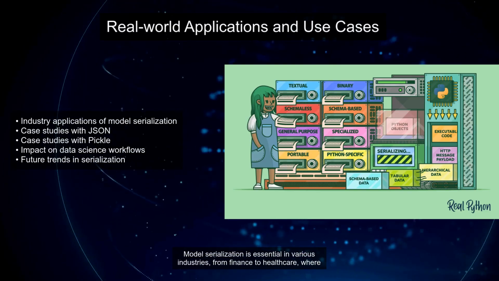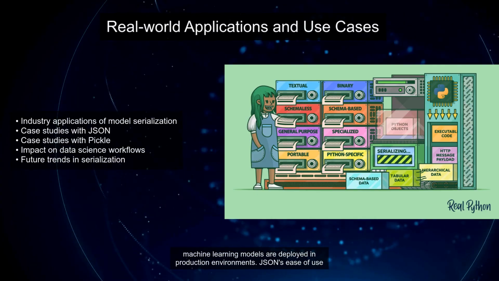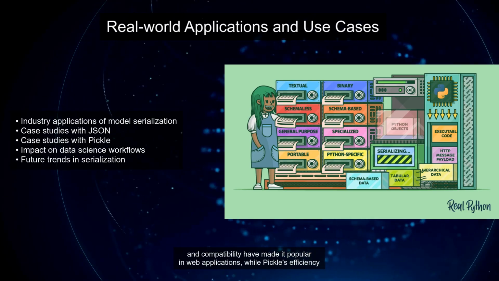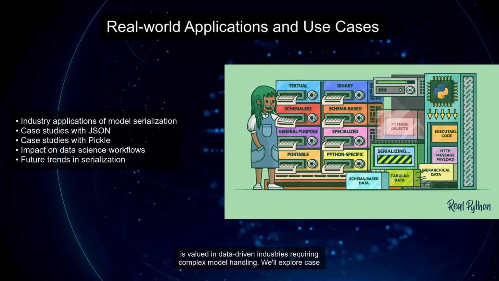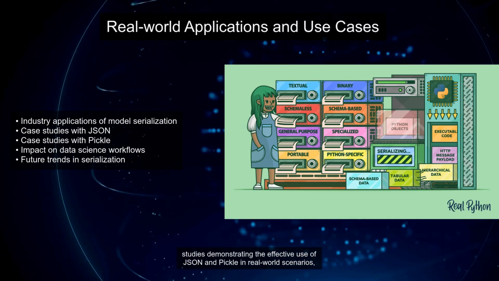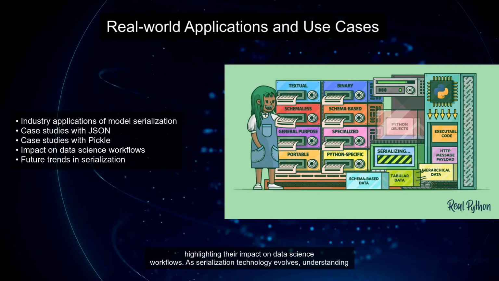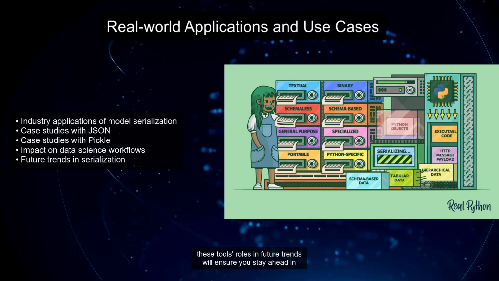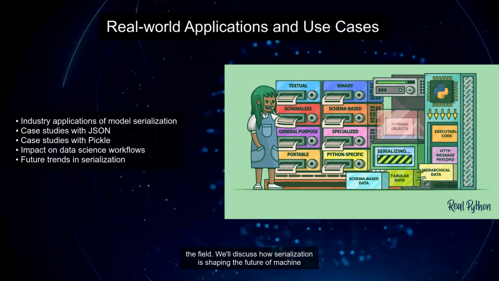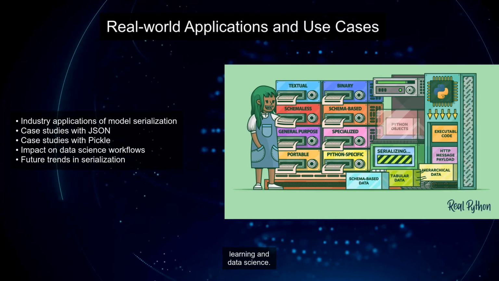Model serialization is essential in various industries, from finance to healthcare, where machine learning models are deployed in production environments. JSON's ease of use and compatibility have made it popular in web applications, while Pickle's efficiency is valued in data-driven industries requiring complex model handling. We'll explore case studies demonstrating the effective use of JSON and Pickle in real-world scenarios, highlighting their impact on data science workflows. As serialization technology evolves, understanding these tools' roles in future trends will ensure you stay ahead in the field. We'll discuss how serialization is shaping the future of machine learning and data science.